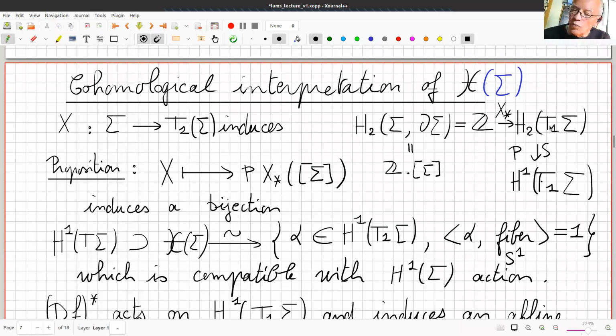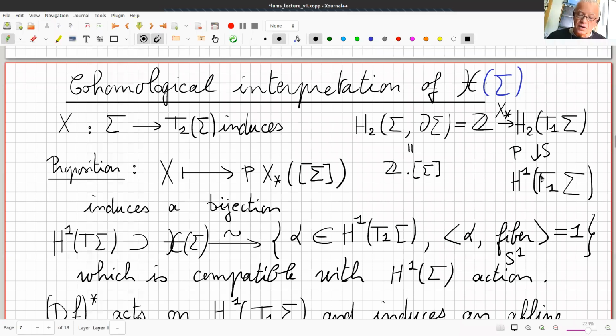And you have this Poincaré duality. This means when you have a two-cycle or surface, intersection with this surface will give you a one-form. And so this Poincaré duality says, yes, you will continue and get an element in H1 of the unit tangent bundle.